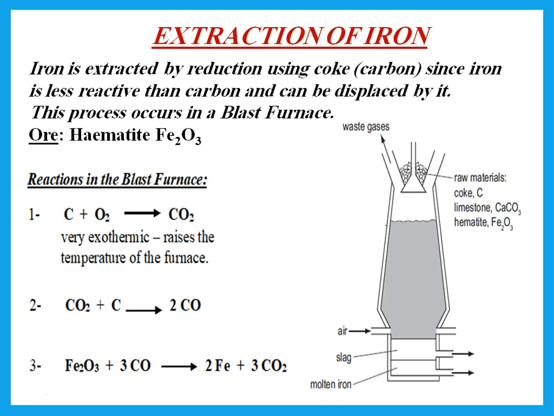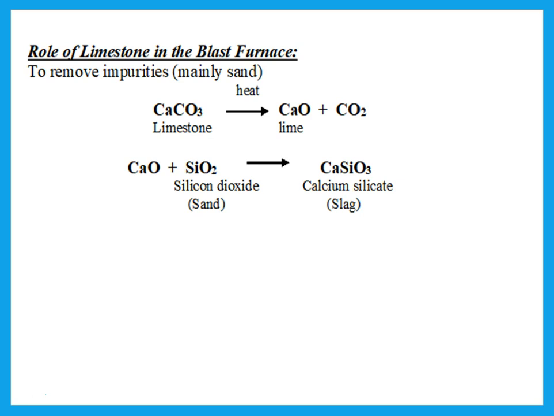The first reaction is the coke burns in the oxygen in the air to give carbon dioxide gas. Now this reaction is very exothermic, so it helps to raise the temperature of the furnace. It makes the furnace hot. But then we have a lot of coke, so the carbon dioxide will be reduced by coke to form carbon monoxide, and it is the carbon monoxide that reduces the iron 3 oxide to form iron. So the reducing agent in the blast furnace is carbon monoxide. This is the one that reduces the iron oxide to iron.